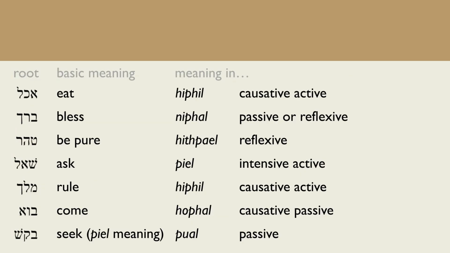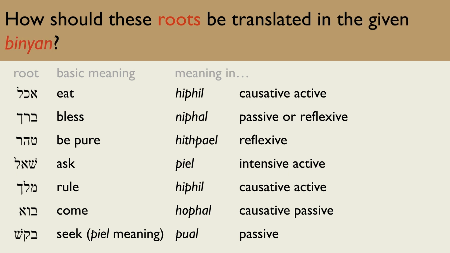Now pause the video and try to work out how each of these roots would be translated in the given binyan. For example, since the basic meaning of aleph kaf lamed is eat, the hifil meaning would be cause to eat or feed.